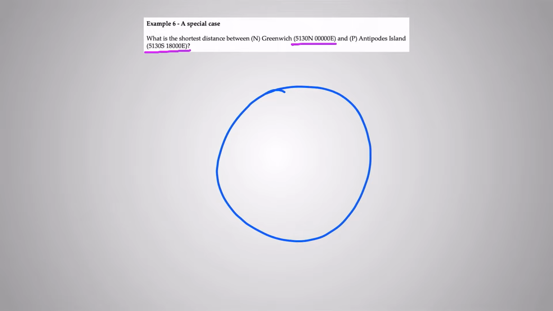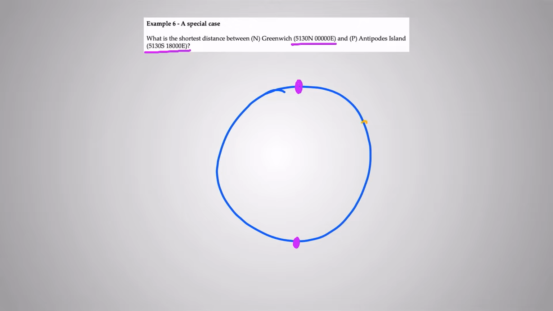Okay, now let's look at the last example, which is also a special case. So in this question, it says that both of these places are geometrically opposite to each other. Now, geometrically opposite means that these two places are exactly opposite on the Earth. Like if I talk about the North Pole and the South Pole, both of these places are geometrically opposite.